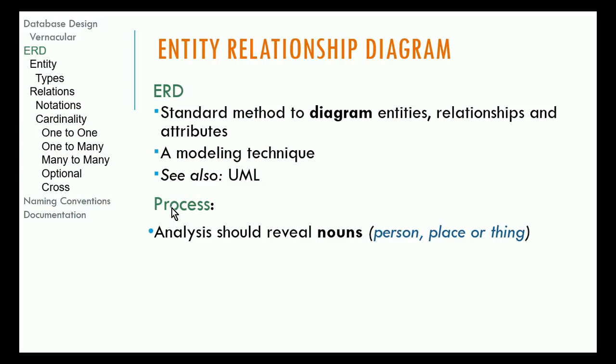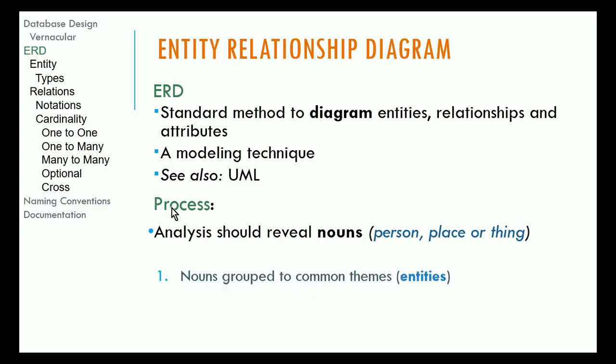You may have collected artifacts such as business documents. You may have looked at standard operating procedures. You may have done some questionnaires. There's various ways that you would gather all the information about what the system needs to do and what the database needs to store. You would have picked from that your nouns, which is a person, place, or thing.